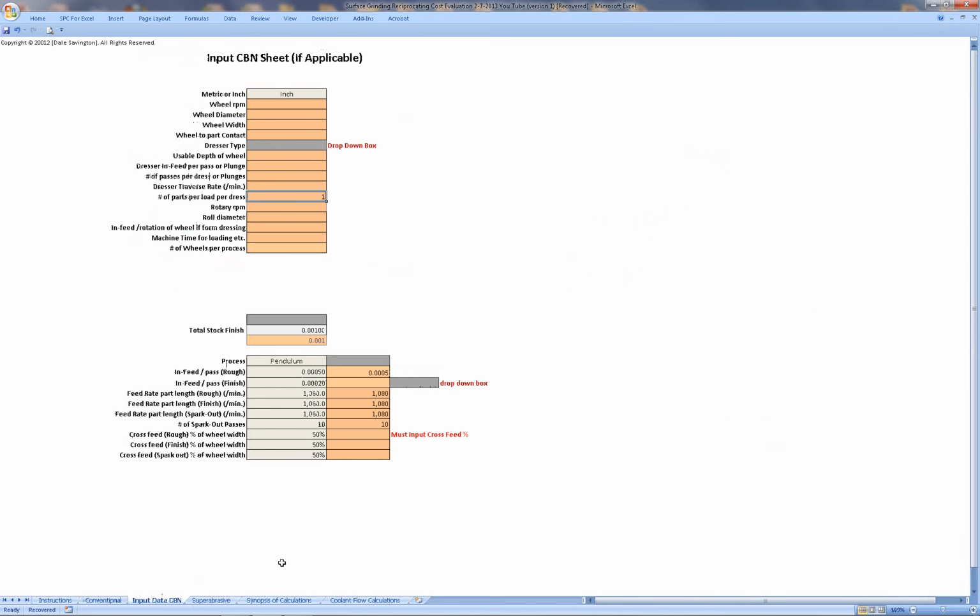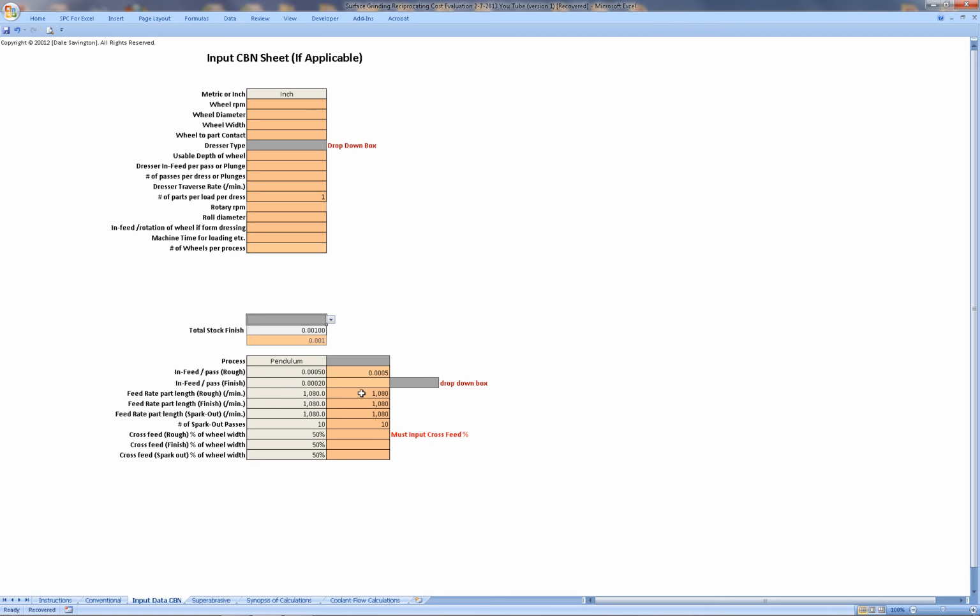The next one is input sheet for CVN. In other words, we can change a variety of data that would be normally defaulted. In this case, we changed from 7 pieces per dress, which is normal. In the test, we had to run 1. So we changed that from if we had taken this 1 out, it would automatically default to a number. We have a choice of no finished stock or finished stock. In this case, we are, and we're taking off the total of 1/1000 for the total finished stock. In feed per pass, we're going to be going 5/10. In feed for finish, 2/10. Feed rate 1080, 1080, 1080.